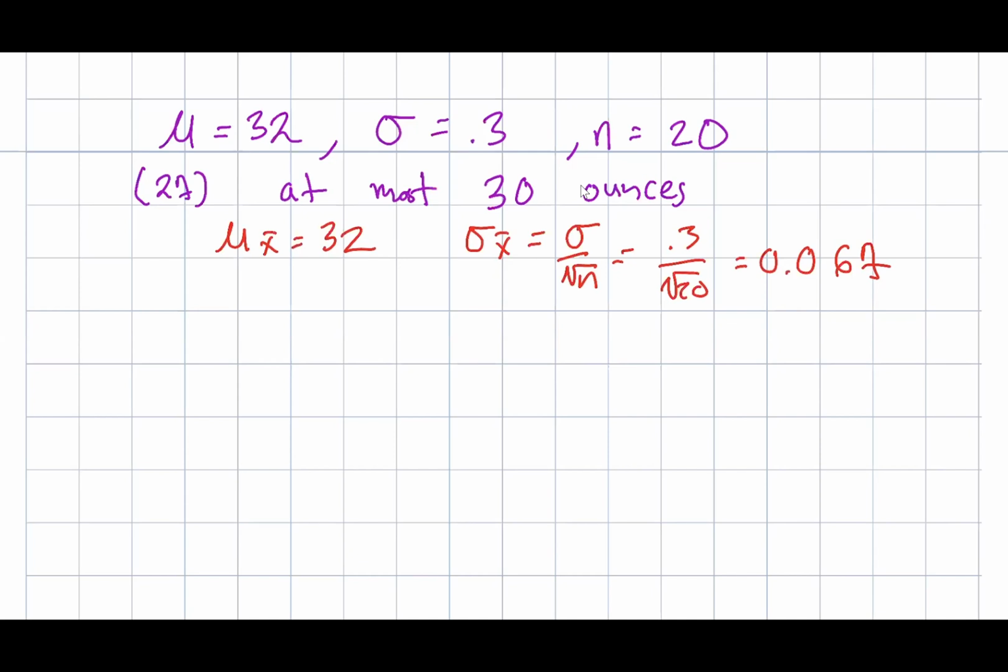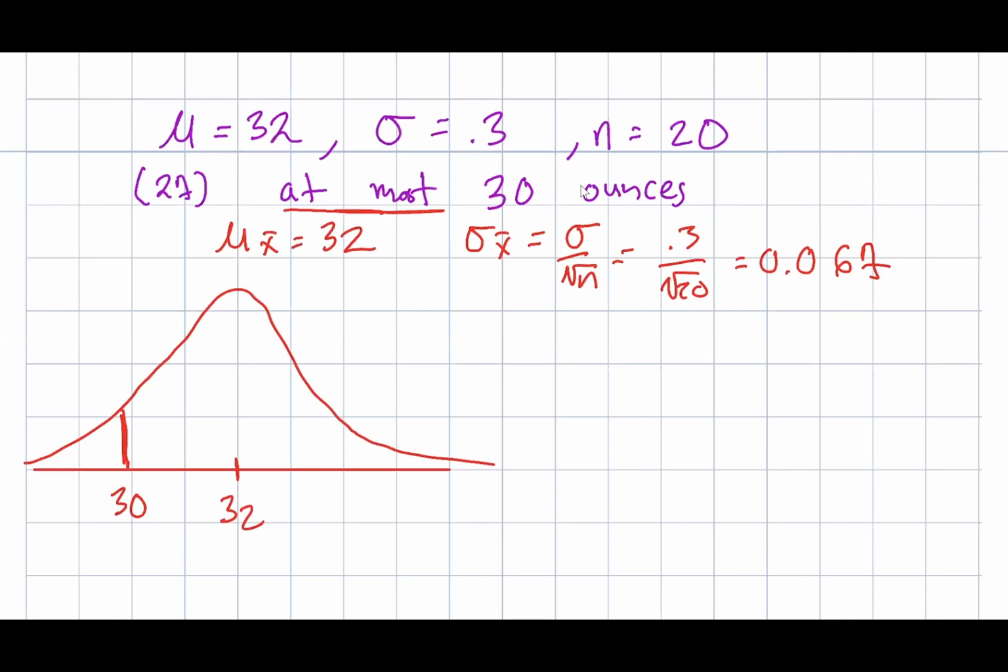All right, so let's go ahead and draw this out. So 32 goes here. And then 30 will go over here. So if you look at the word at most, it means that that should be the highest number, but it could actually be smaller than that. So when I said at most, it means 30 is the biggest number, but it could be smaller than 30. So you shade the left-hand side.